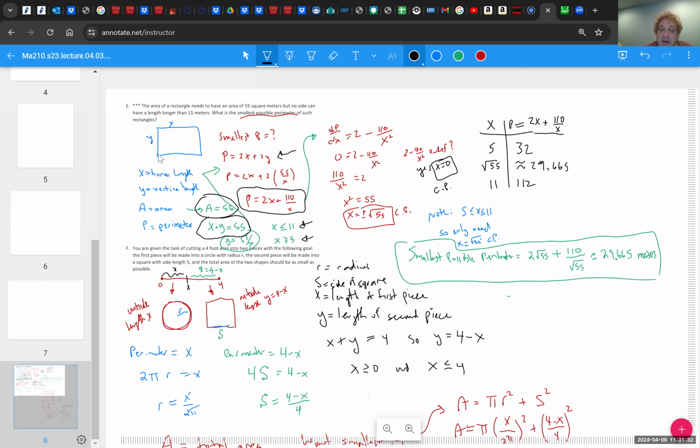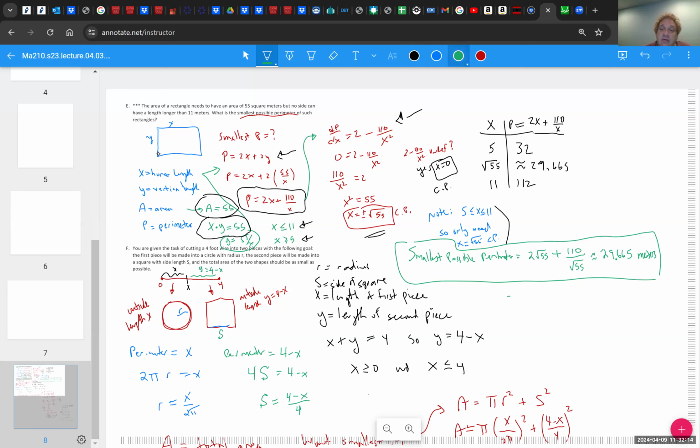I'm going to find my critical points. I find my derivative, set it equal to 0, and find out when it's undefined. When I set it equal to 0, I found two critical points, one at positive square root 55 and one at negative square root 55. And it is undefined when x equals 0. So there are three critical points: x equals 0, x equals positive root 55, and x equals negative root 55. But I did note that we have a restriction on x. x has to be between 5 and 11. 0 is not between 5 and 11, so I can throw that away. And negative square root 55 is not between 5 and 11, so I can throw that away. So the only critical point which is possible is positive square root 55.